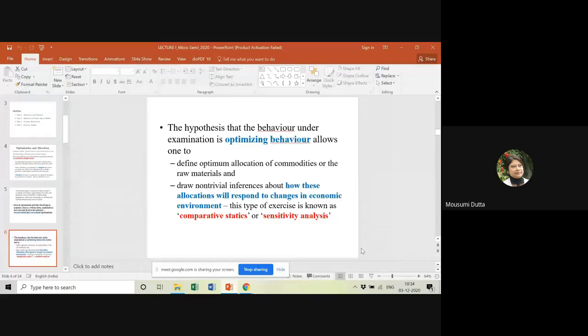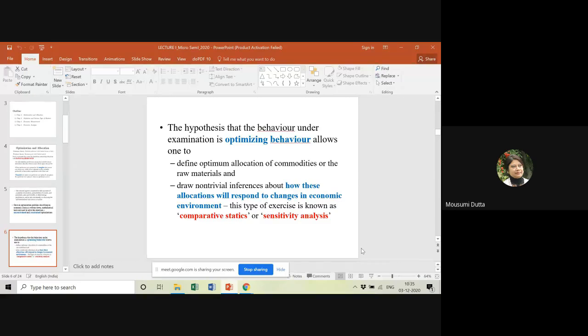If the market rate of interest changes, what will be the future demand for bonds? What will be the future savings? What will be the future investment at the individual level? So if this happens, what will be the change regarding the solution which we got at the initial level? So a lot of comparative statics as well as sensitivity analysis will also come along with optimization.